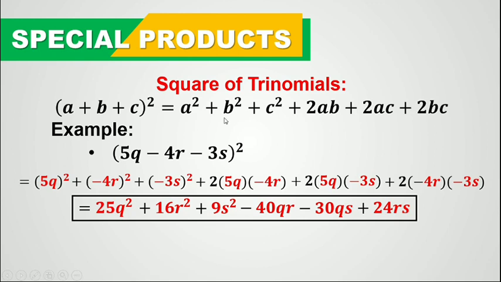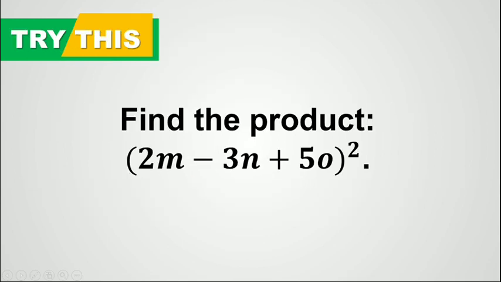deeply. So this time, because according to psychologists, you will be able to learn and understand a certain concept or topic if you are going to practice this. So this time, I want you to try this one. Try to find the product when we square this trinomial 2m minus 3n plus 5.